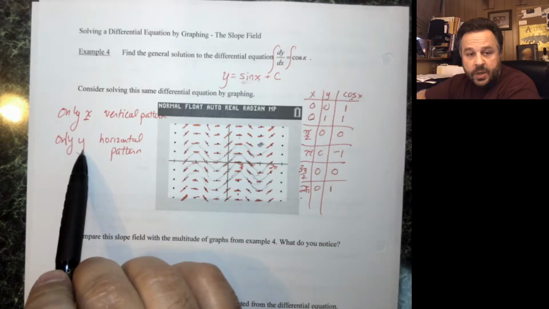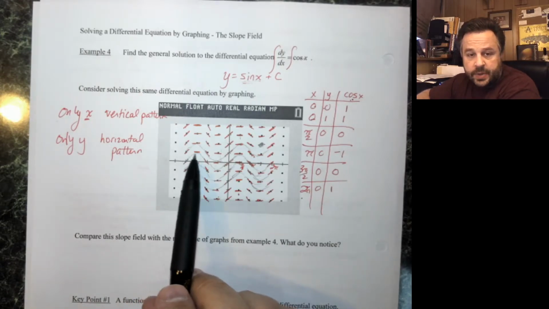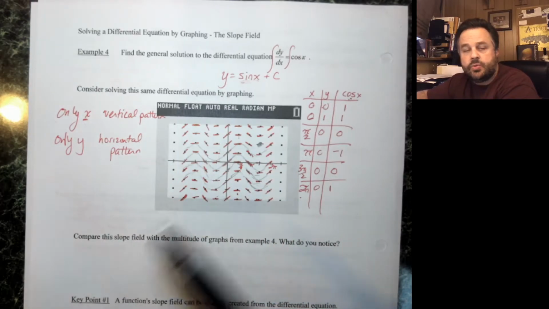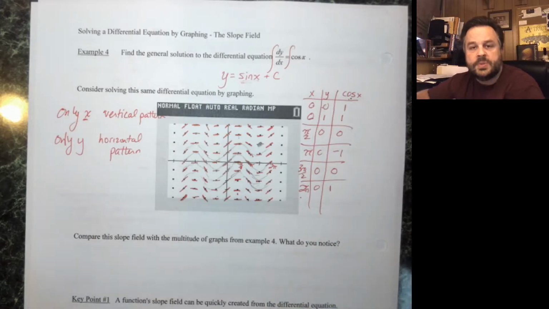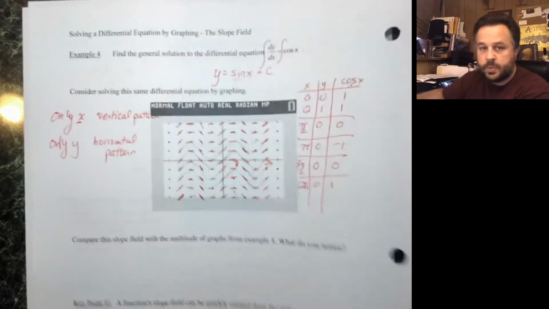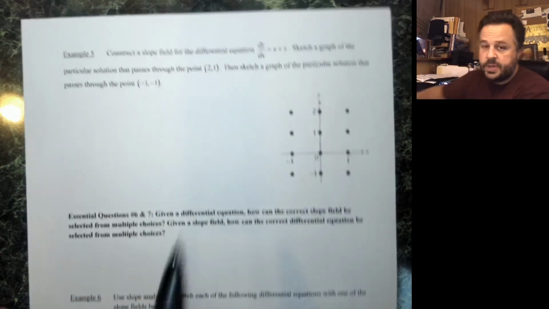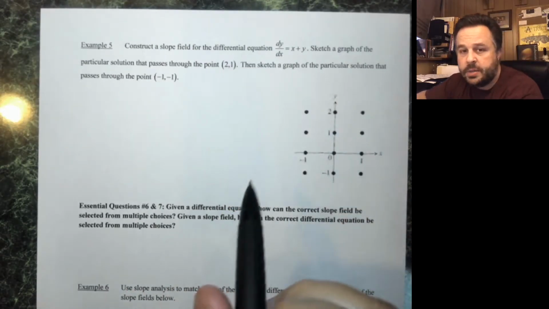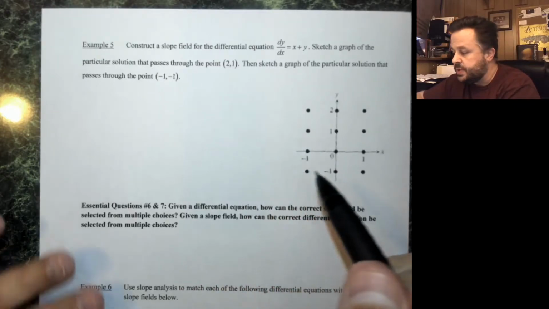Likewise, if it's only a y, that is, it wouldn't depend on what x is, then horizontally you would have that same slope going right across your page. So it helps in drawing slope fields. It also helps in identifying slope fields of functions when we're working with them. However, this one here is a little bit different because we have both an x and a y. So there may be a pattern, but it's not going to be quite as nice as the horizontal and vertical.